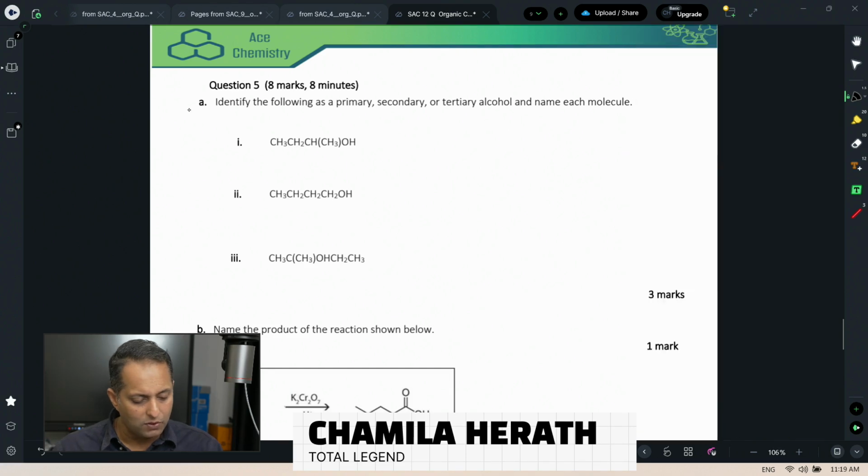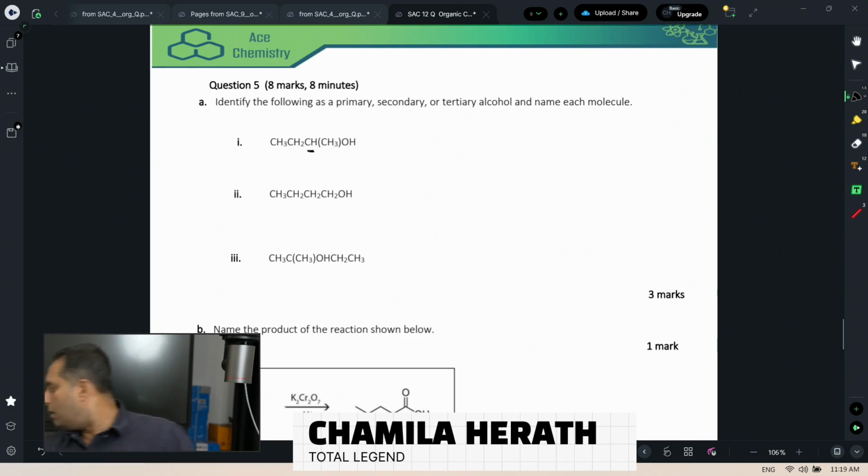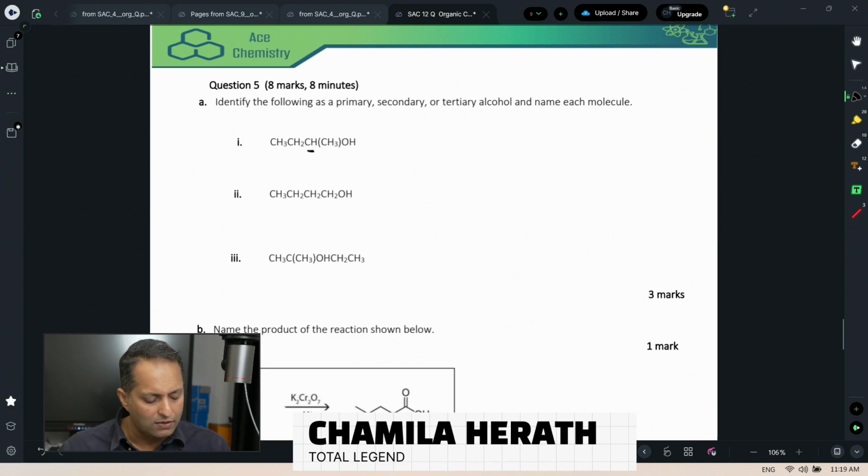It seems like a simple question. Identify the following as primary, secondary, or tertiary alcohols. It's important that you know how to identify alcohols. Primary alcohol: the hydroxyl carbon has got two hydrogens or one alkyl group. Now, in this case, which one is the hydroxyl carbon? Sorry, that's the hydroxyl carbon. It has got one hydrogen or two R groups. So this is a secondary alcohol. That's simple, isn't it?